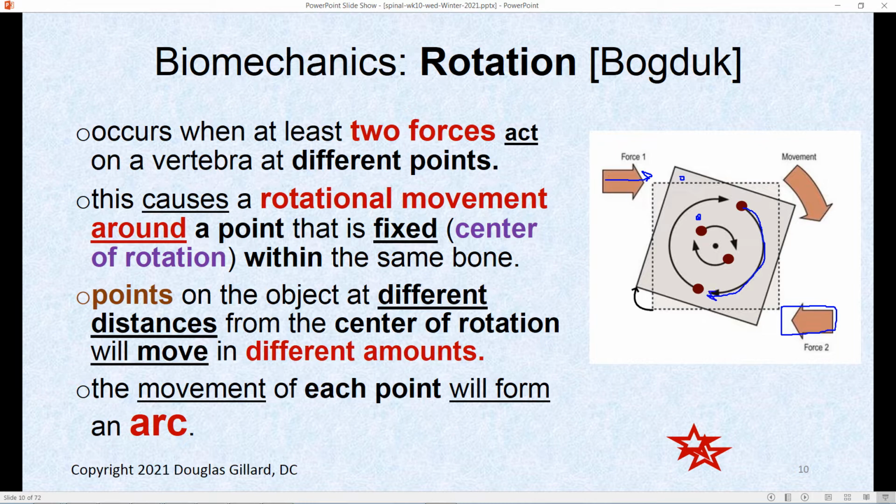And the farther away you get from this very center, which is called the center of rotation, the greater the arc will be. The center has no arc, has no movement at all. That would be the perfect center of rotation, right? So a point way out here would have a much greater arc. A point right here, you can see it doesn't have much arc. So that's different than a translation.